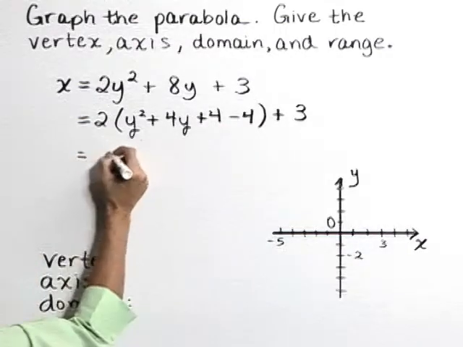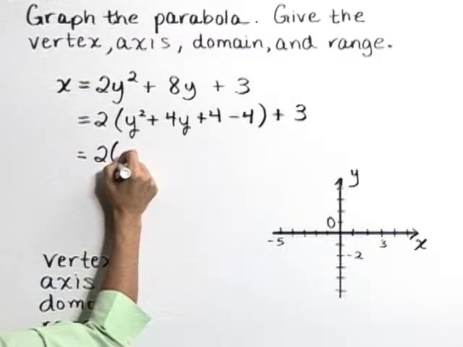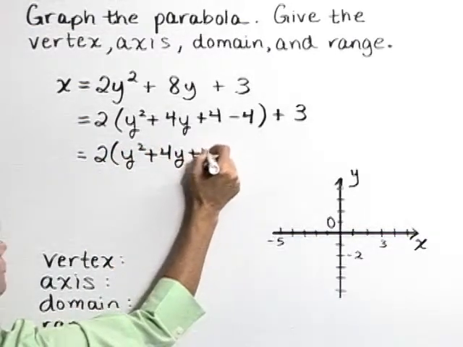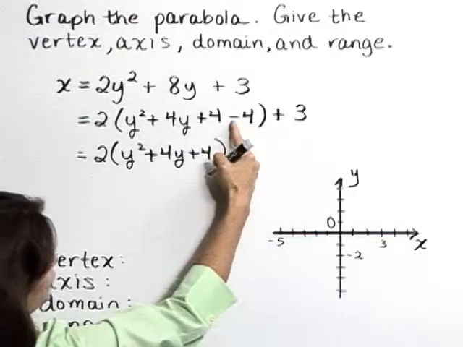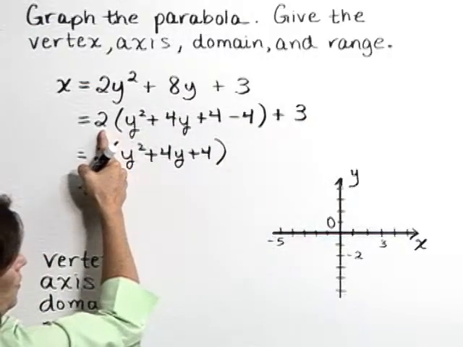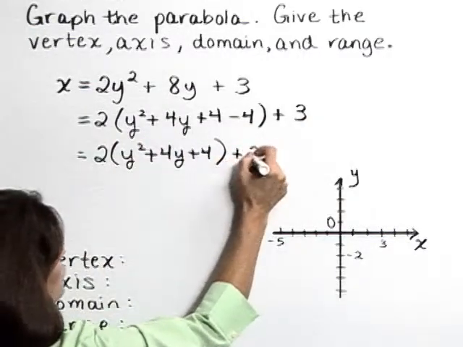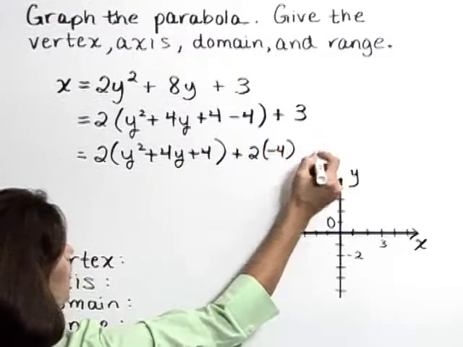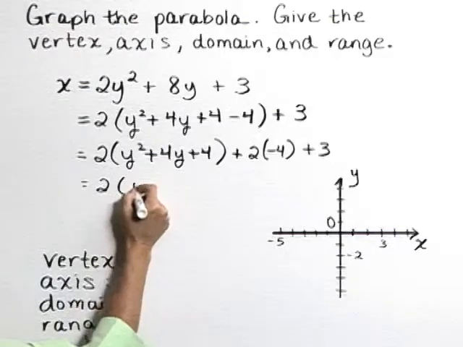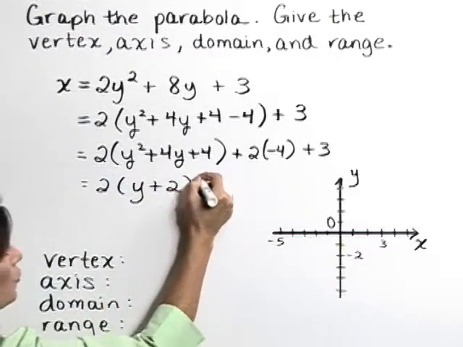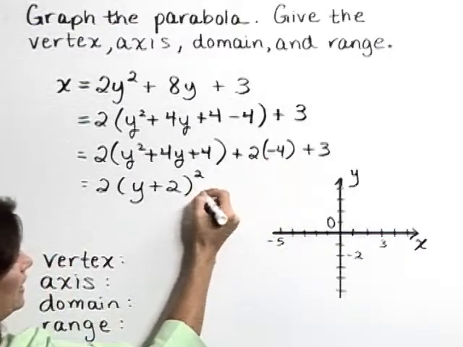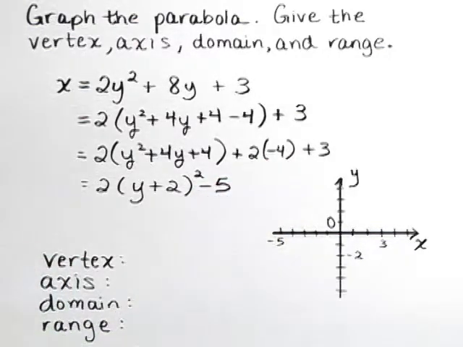Now, let's rewrite as 2 times y squared plus 4y plus 4. Let's move this negative 4 out of the parentheses, but realize that it's multiplied times 2. So let's write plus 2 times negative 4 and plus 3. Now factor, this is 2 times y plus 2 quantity squared, negative 8 and 3 is a negative 5.